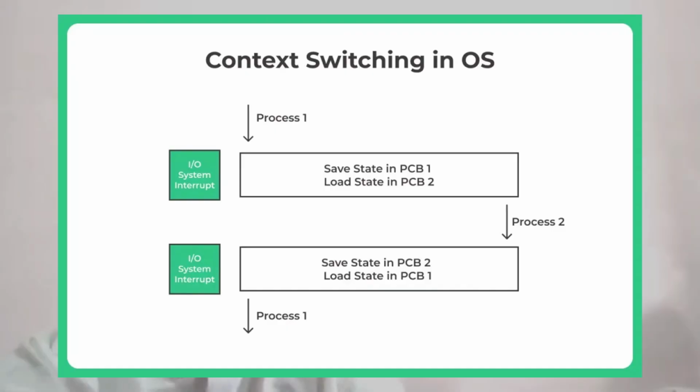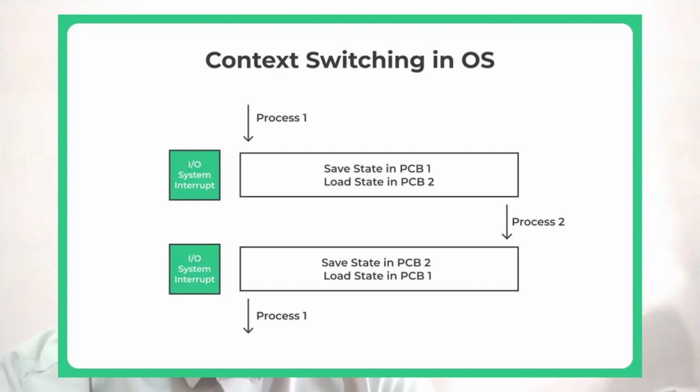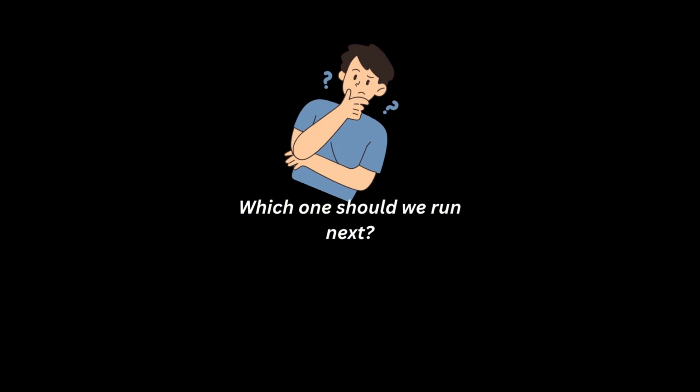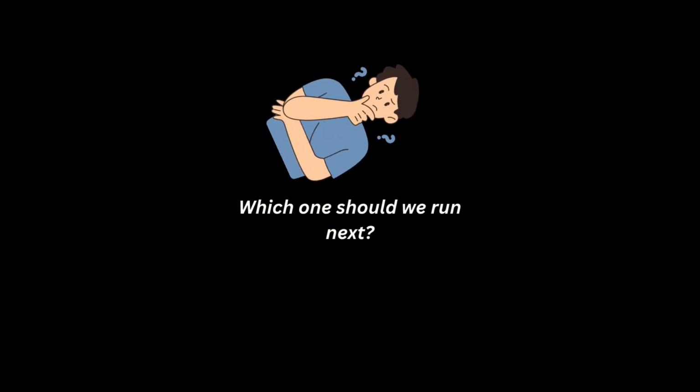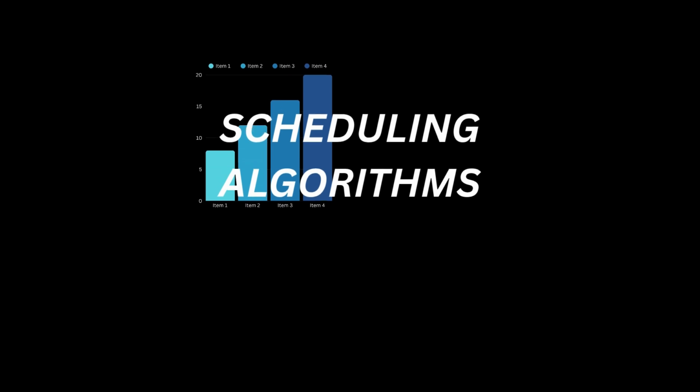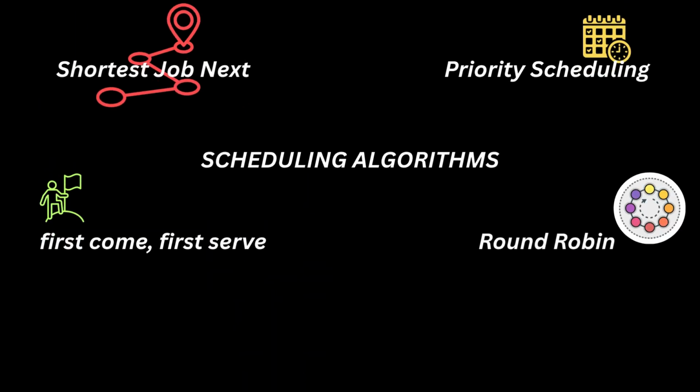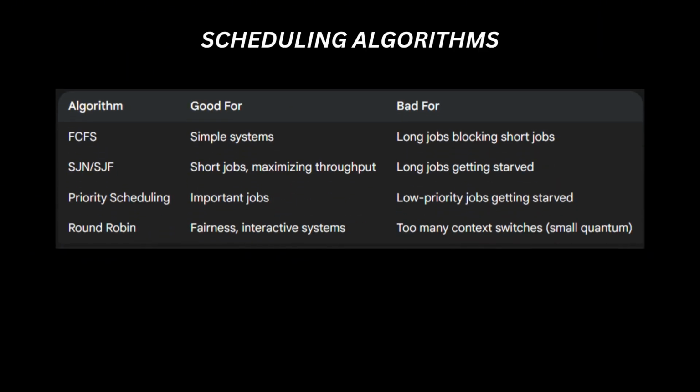When the OS switches from one process to another, it performs a context switch. It saves the current state of the running process and loads the next one. This allows multiple processes to share the CPU efficiently. To decide which process runs next, the OS uses scheduling algorithms like first come first serve, shortest job next, round robin, and priority scheduling. Each algorithm has pros and cons depending on the system needs, such as speed, fairness, or responsiveness.